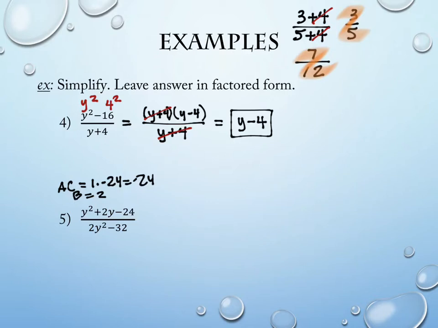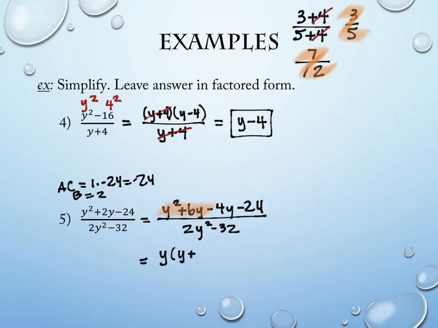So I'm going to change this expression on top, and I'll just do it within the problem, to say that it's y squared plus 6y minus 4y minus 24. Until I get it factored, there's no canceling. We'll just leave the denominator as it is right now, 2y squared minus 32. So we'll group the first two together, which is going to be pulling out a y. So y times y plus 6. Grouping the second two together pulls out a negative 4 to give me y plus 6.